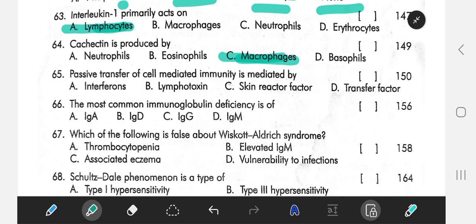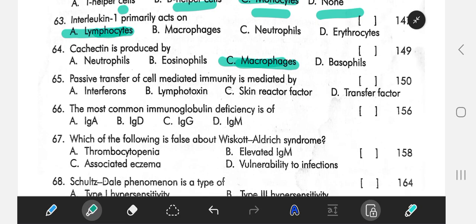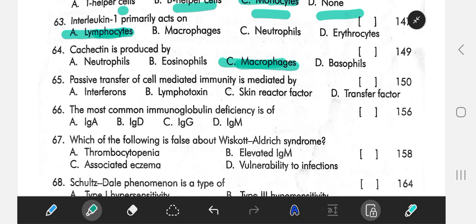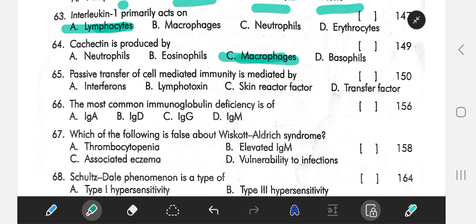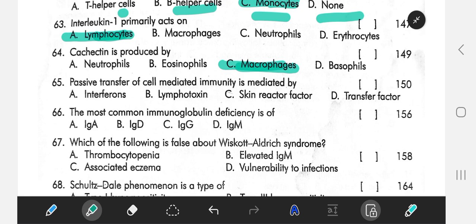Question number 65. Passive transfer of cell-mediated immunity is mediated by option A. Interferons, B. Lymphotoxin, C. Skin reactor factor, D. Transfer factors. Answer will be transfer factor. Passive transfer of cell-mediated immunity is mediated by transfer factor.